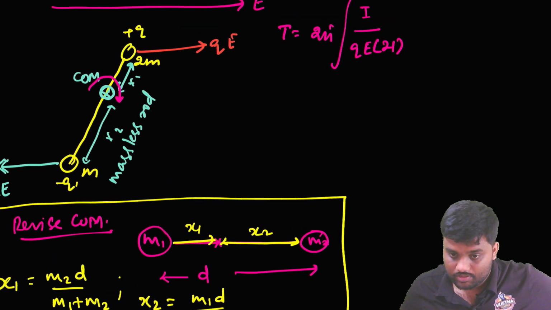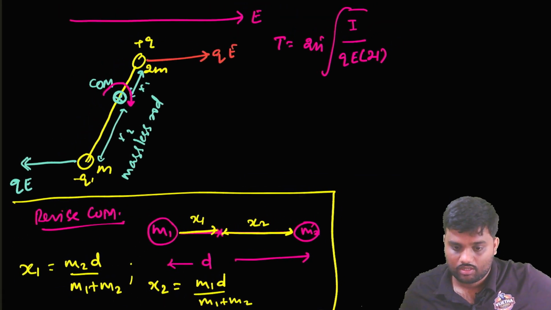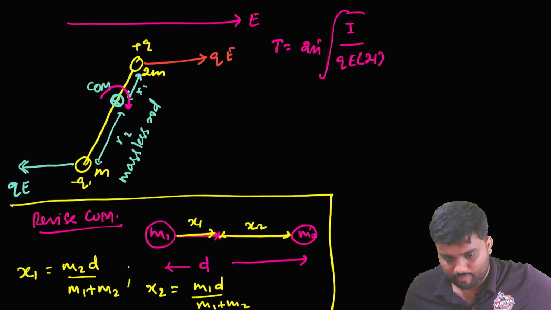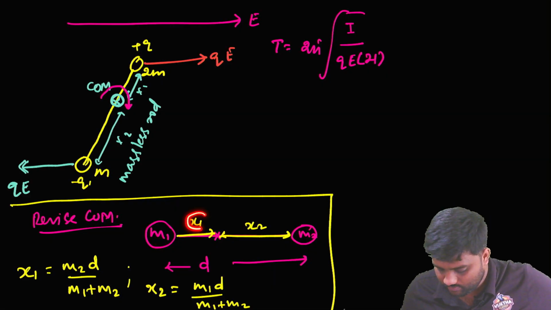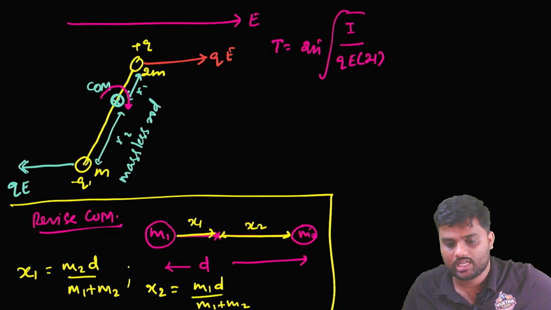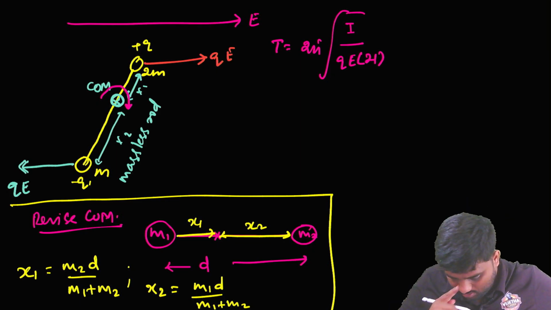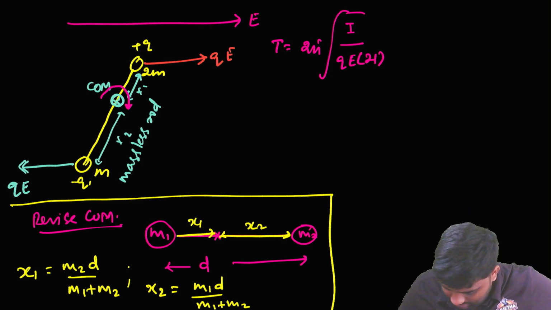Now see here, you have two different masses. If you don't know the center of mass, to find it out, if I consider from m1, the center of mass is at the x1 distance, and from m2 it is at the x2 distance. So x1 is taken as m2d upon m1 plus m2, x2 is given as m1d upon m1 plus m2. So from here it is a massless rod.